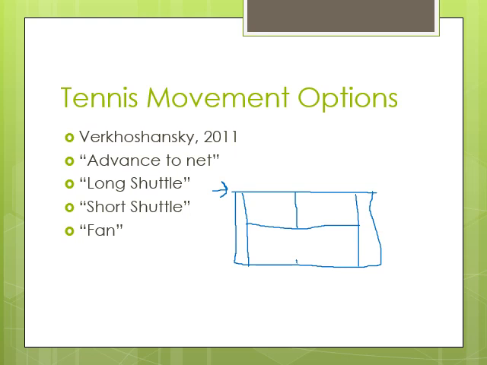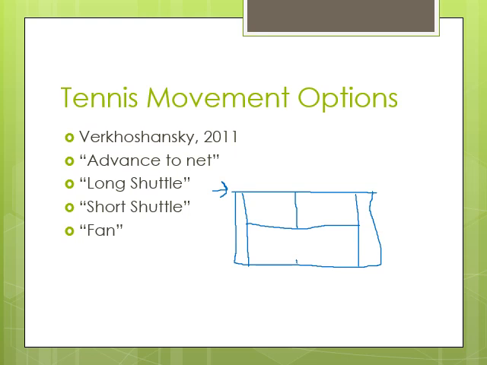The short shuttle would basically be in here. They recommend doing 12. So you do 6 of the long, you do 12 of the short. So 1, 2, 3, 4, 5, 6, 7, 8, 9, 10, 11, 12. That would be your short shuttle. What that's doing is teaching you to move in a very short space.